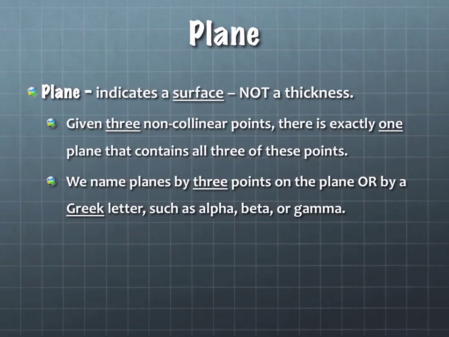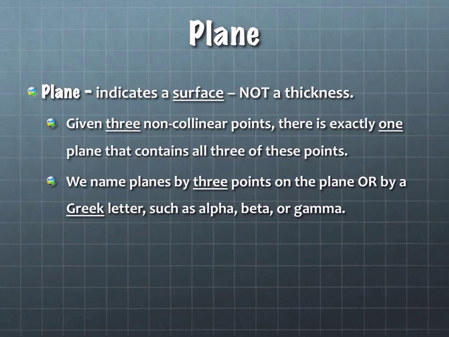A plane. A plane indicates a surface, not a thickness. Okay, again, you can't draw a plane and actually have it have no thickness in your drawing, but it doesn't have a thickness. So oftentimes when I talk about planes, I have sort of visualized my piece of paper, or I visualize the ceiling. But that's not really a plane because it has thickness. It's just a visual imagery for us to get the same sort of idea.